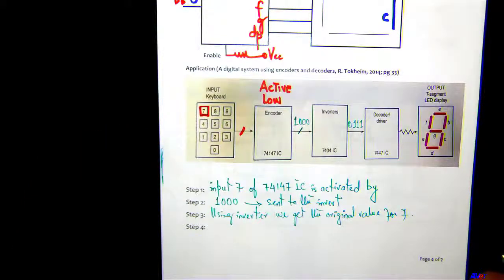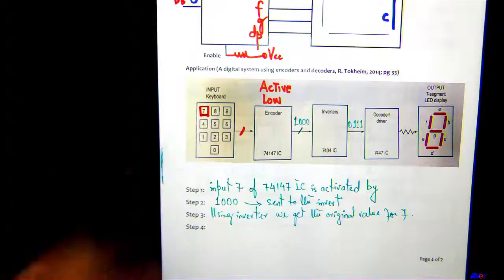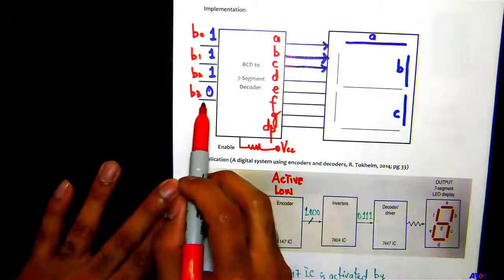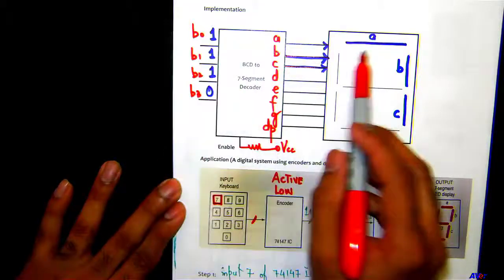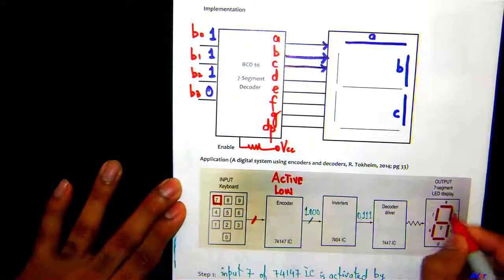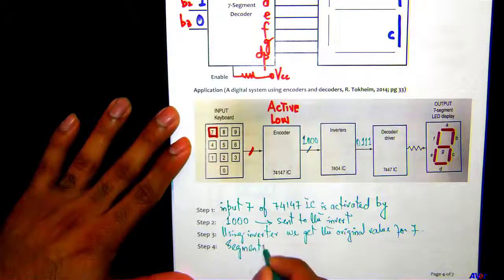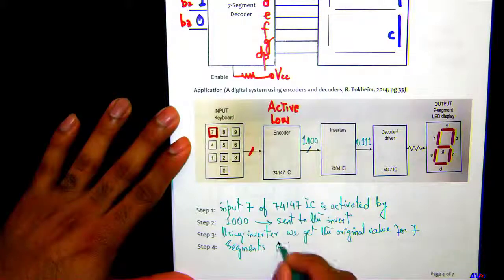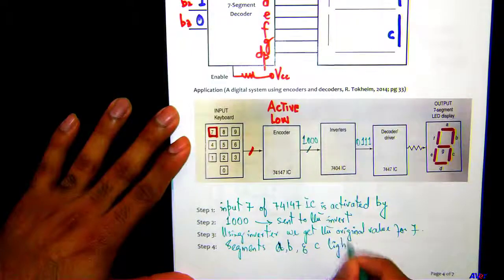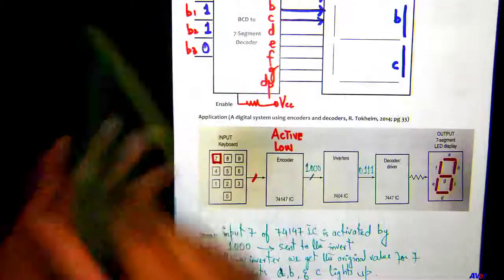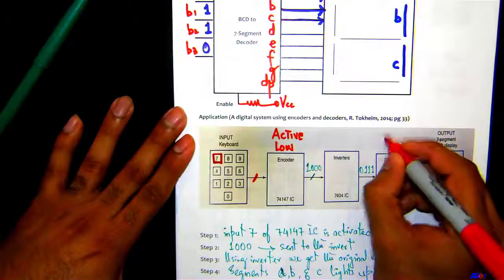0111 going into the 7-segment decoder is going to do what? It is going to do exactly what we did over here, right? 0111 is going to light up A, B, and C. So segments A, B, and C light up. Okay, here our decoder was active high.